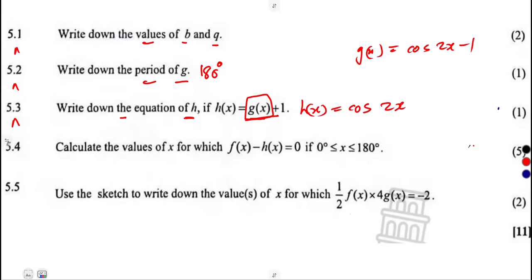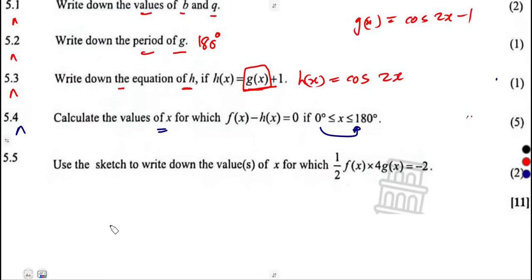Then on another question, calculate. It is not to determine where you can use the graph. Here they want you to exactly calculate the values of x for which this condition is equal to 0 for this interval. When we are given that f of x minus hx, remember hx is this one that we just calculated now, is equal to 0, guys, play around with this equation.